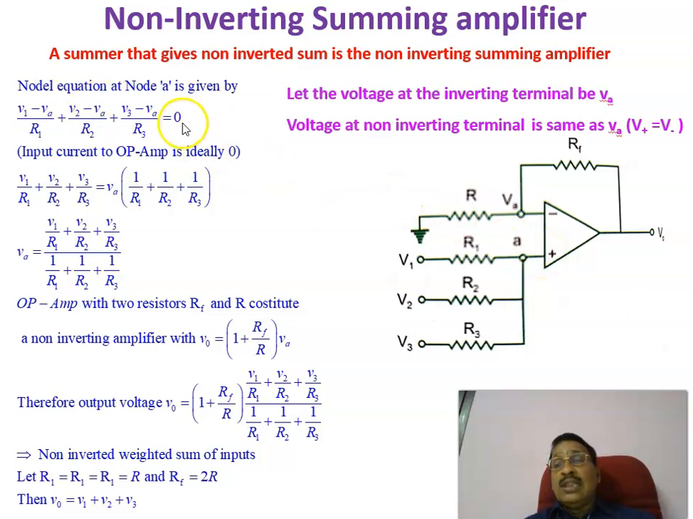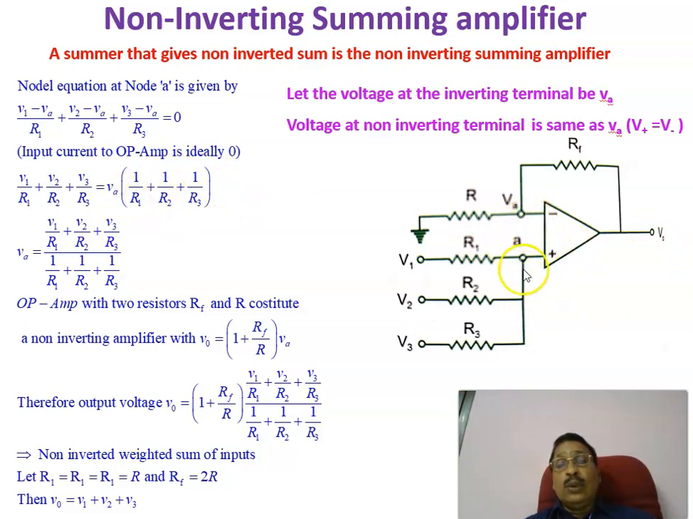Now, reducing this equation, because input current equals 0, we get V1 by R1 plus V2 by R2 plus V3 by R3 equal to V0 taken outside, V0 into 1 by R1 plus 1 by R2 plus 1 by R3. Or the voltage, not V0, sorry, this is VA. This voltage is V1 minus VA, so the voltage at this point is VA.